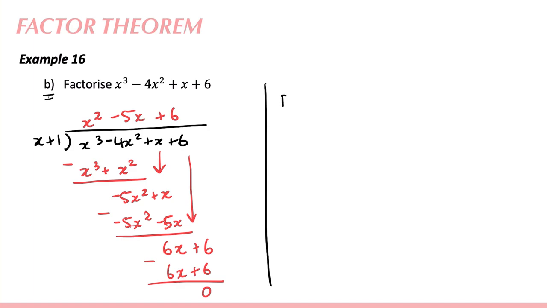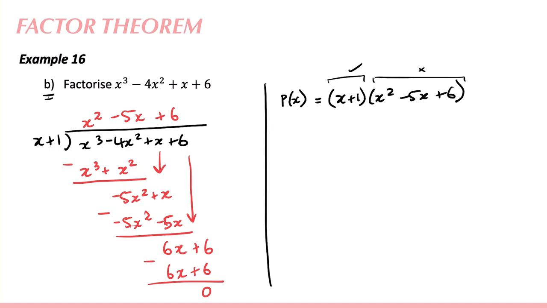So what that tells me is that my polynomial can be rewritten as the divisor multiplied by the quotient. Now, it's asked me to factorize it. As you can see, this part is factorized, but this part is not. So what we now have to do is go ahead and factorize that. However, that's just a quadratic, so that should be very straightforward. Two numbers that multiply to give us 6, and add to give us negative 5, will be negative 3 and negative 2. So my polynomial factorized will be x plus 1, x minus 3, and x minus 2.